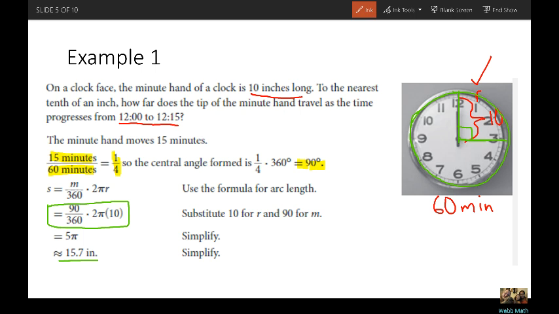So first things first, you have to understand how much is 15 minutes out of 60 minutes. So you have to think about the context of your situation, then apply it into the sense of the circle. So use the formula, okay, substitute, plug in your calculator to simplify, and you're going to get an approximate answer.